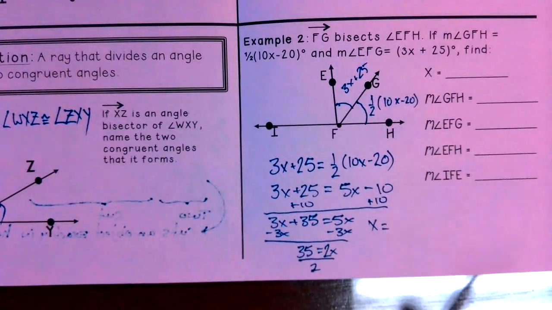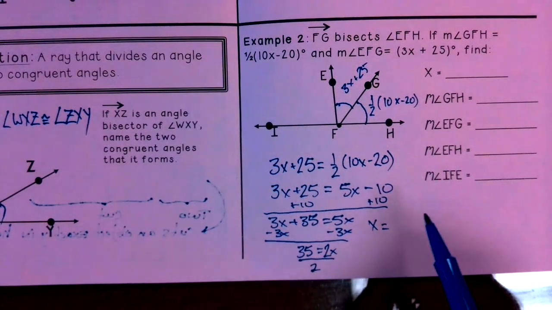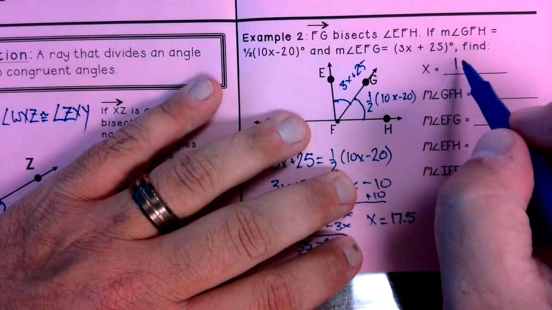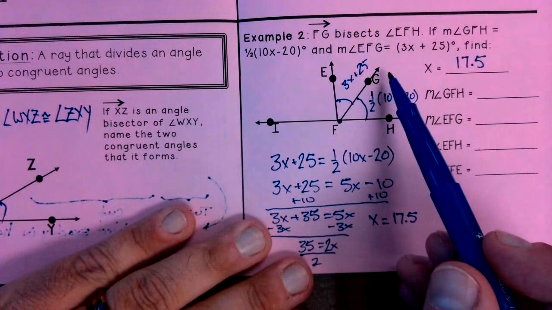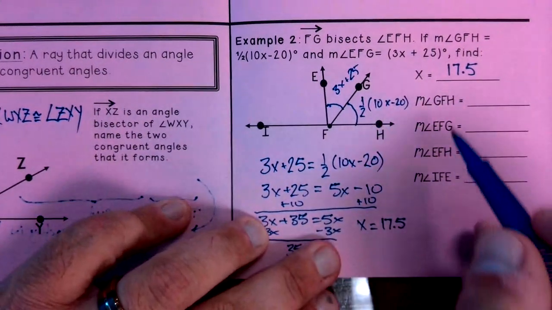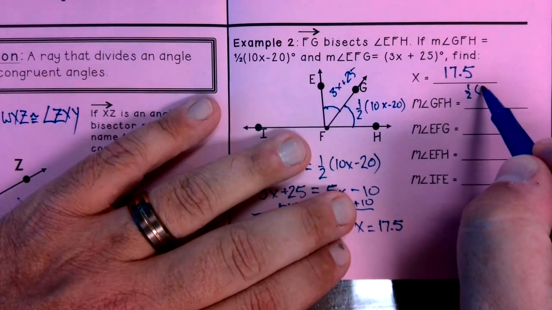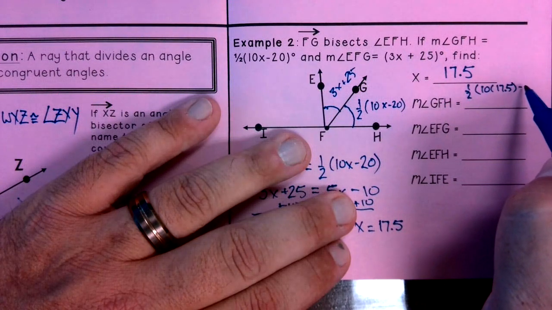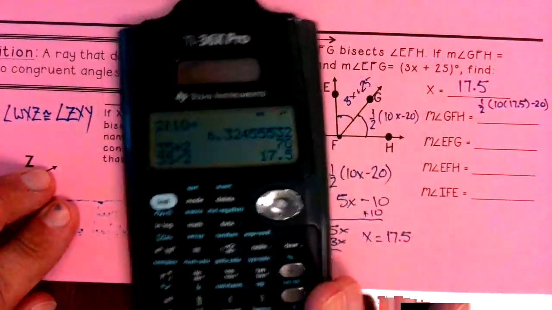And I know some of you won't like it, but it's okay. It just comes out as a decimal here. And 35 divided by 2 is 17.5. Now to get GFH, I just plug that in. I'm going to do it up here. So I'm going to do 1/2 times 10 times 17.5 minus 20. And I'm just going to punch it into my calculator.